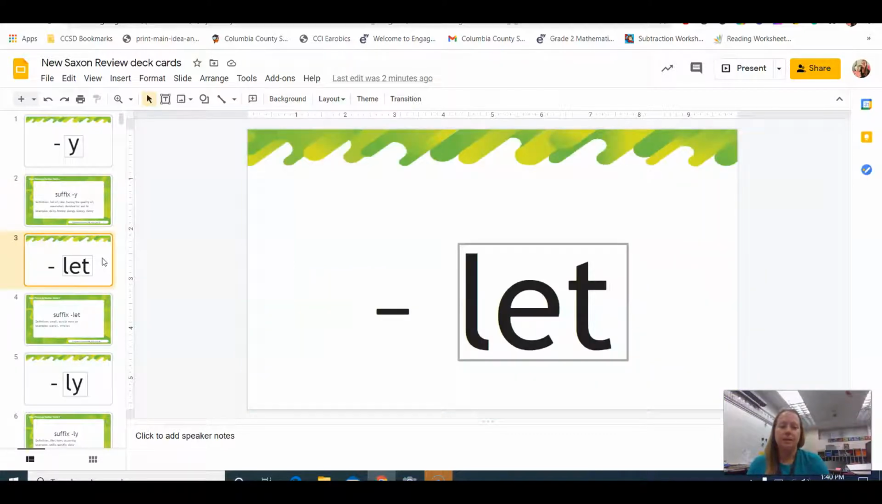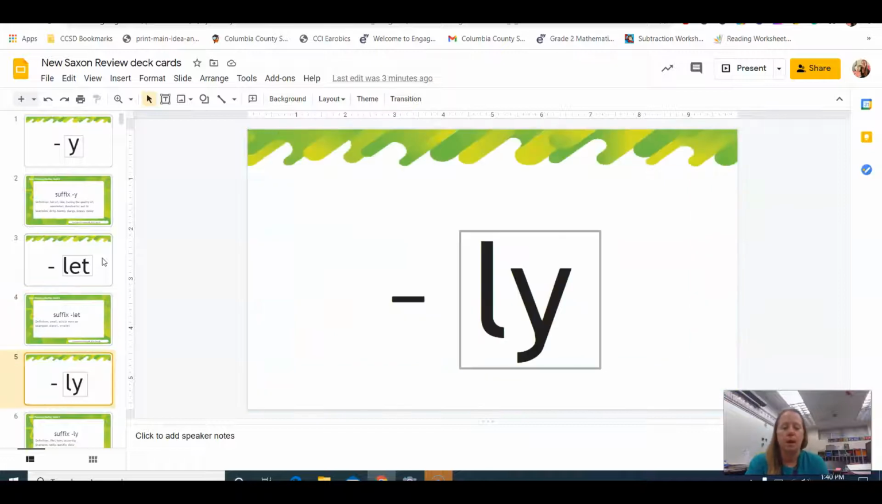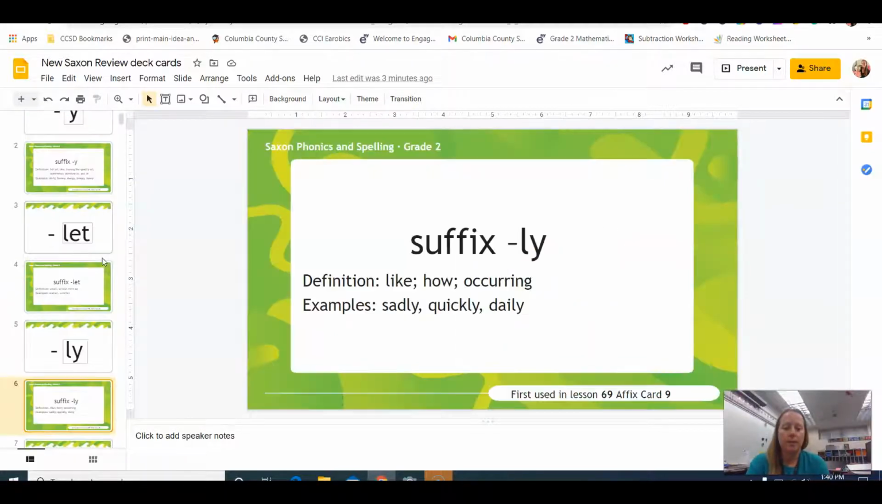Suffix let means small or article worn on. So like a small star would be a starlet. And a wristlet is something worn on the wrist. Suffix ly is like, how, or occurring. So if you're walking in a sad way, you're walking sadly, okay?